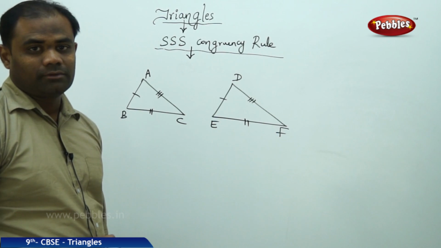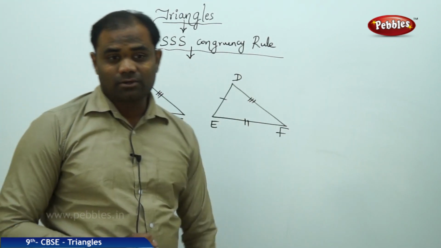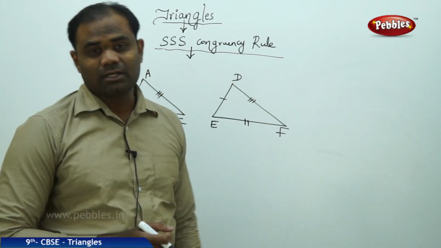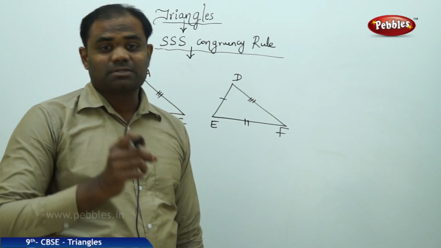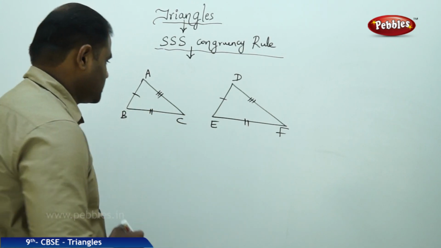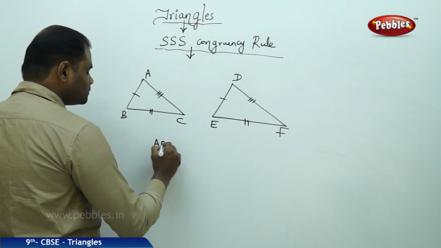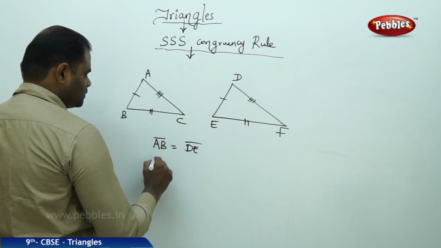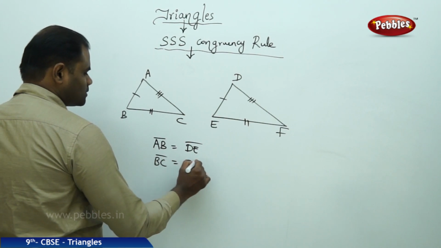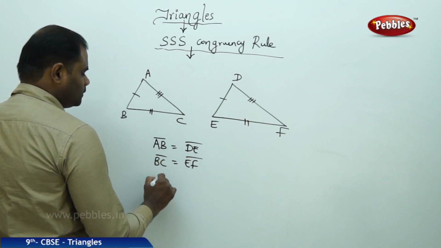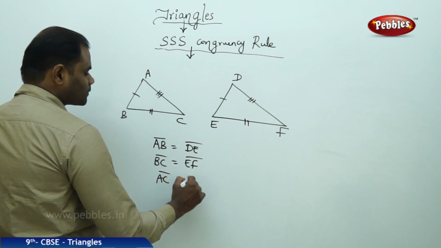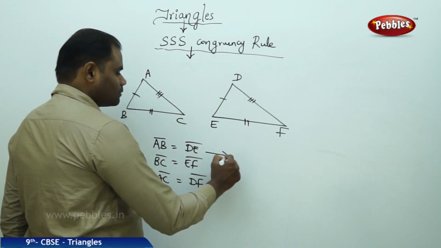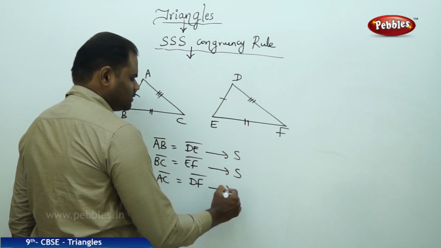Then the SSS axiom or SSS congruency rule states that if the corresponding sides of the two triangles are equal, then the triangles must be congruent by SSS. AB equals DE, BC equals EF, AC equals DF. The first side, second side, and the third side.